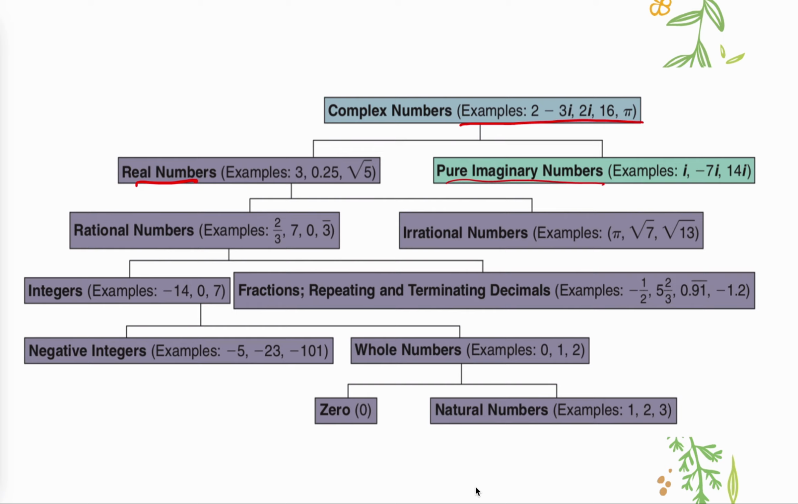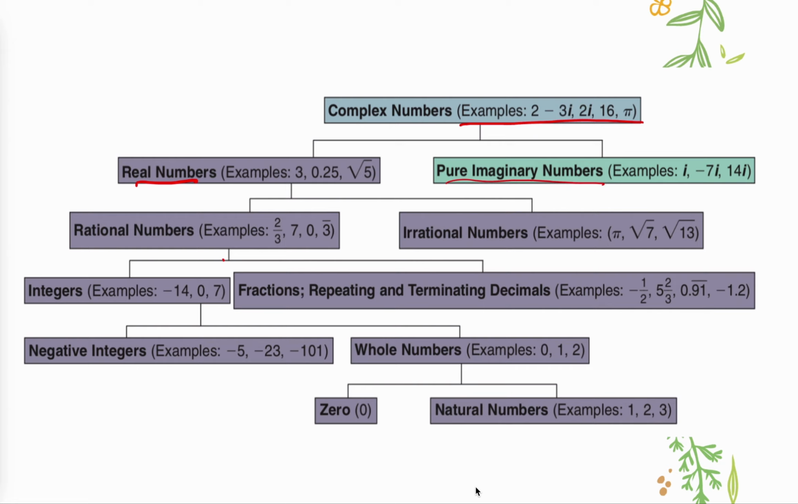Real numbers are split into rational and irrational numbers. Rational numbers are ones that can be written as a fraction. Irrational numbers cannot, like pi or the square root of 13. Rational numbers can be either integers, that is, whole numbers and their negatives, or they can be fractions, repeating and terminating decimals.